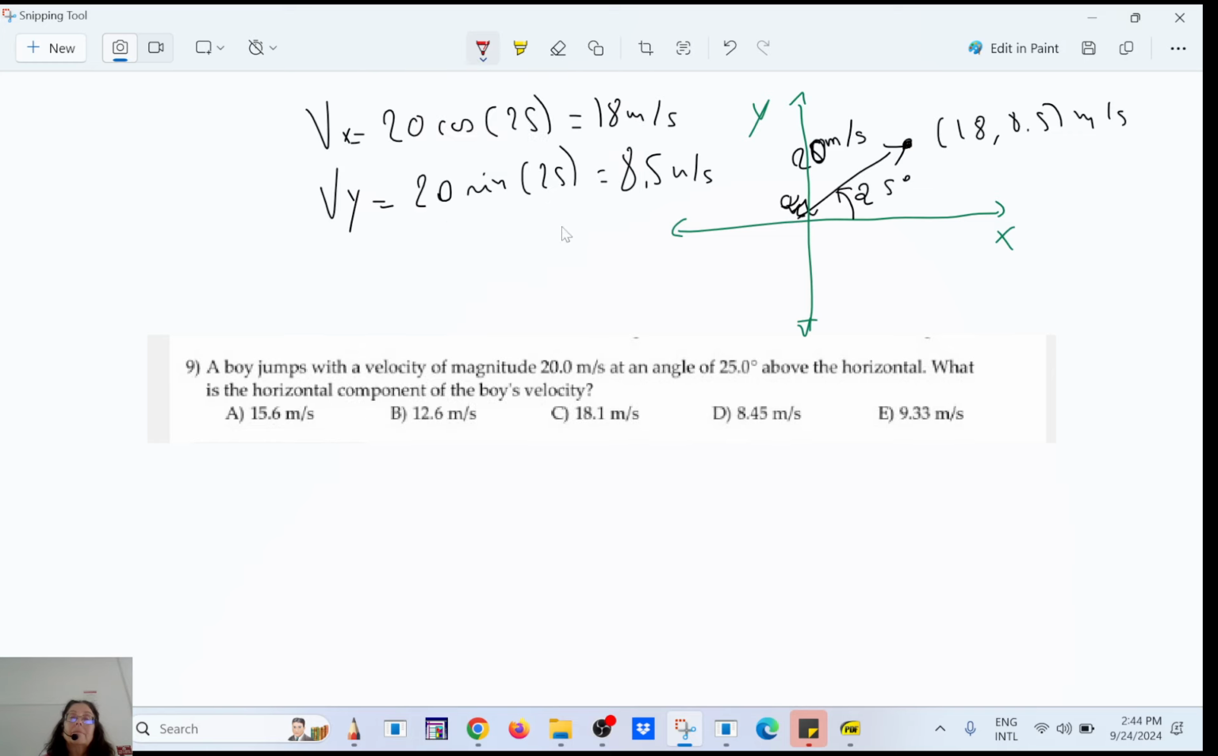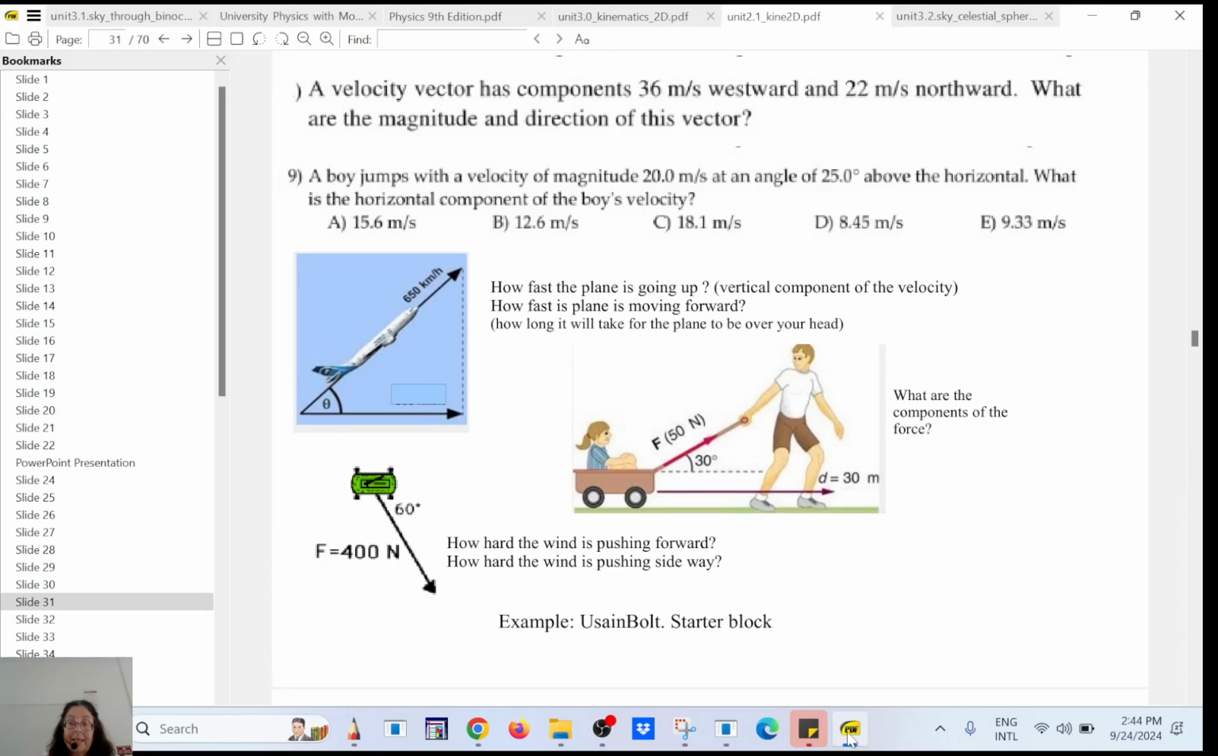You run and then you rise. Okay? Any question, let me know, okay? So, for example, if you have an airplane, it's doing two things at the same time. Let's say it has a constant velocity, so that will be the magnitude, 650 kilometers per hour.